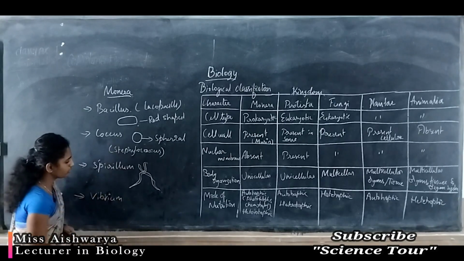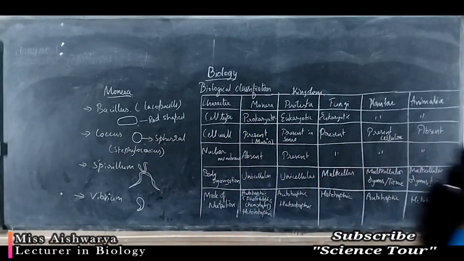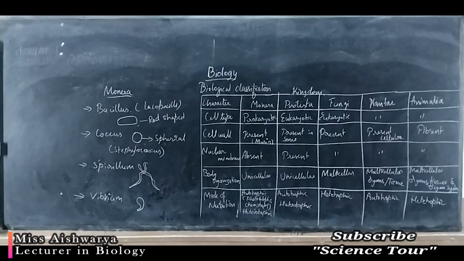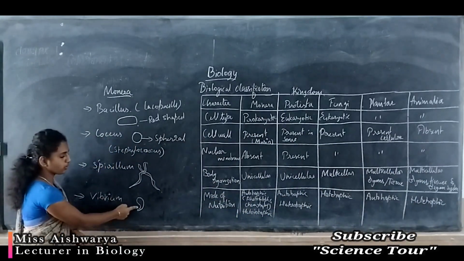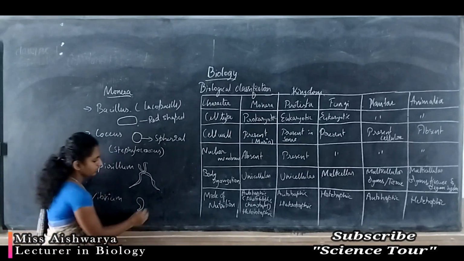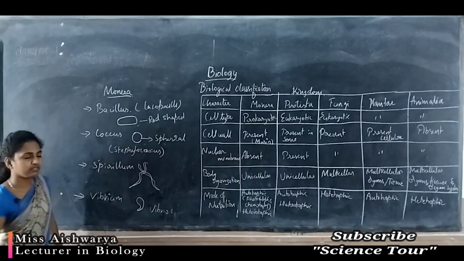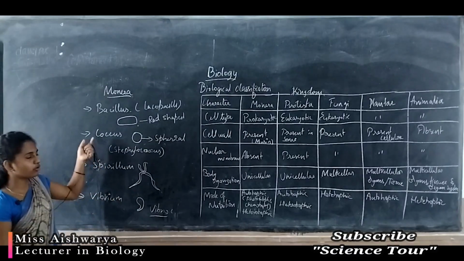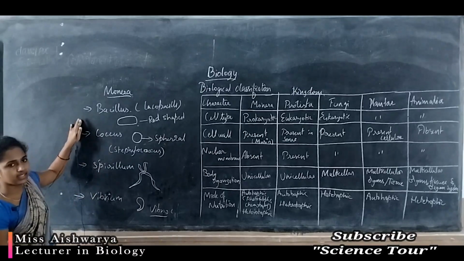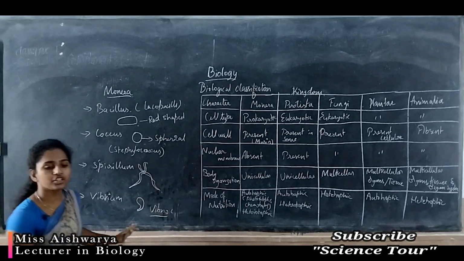Vibrium or vibrio, that is comma shaped like this. So the comma shaped bacteria is called vibrium. We can give Vibrio cholerae as an example; Vibrio cholerae is a bacteria which is comma shaped. This is about the different types of bacteria based on the shape, that is bacillus, coccus, spirillum and vibrium or vibrio.